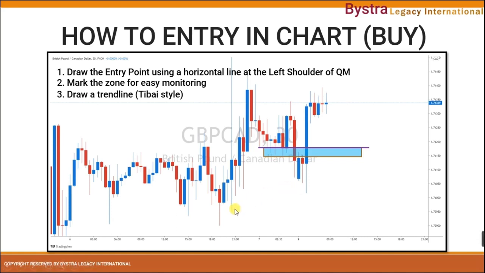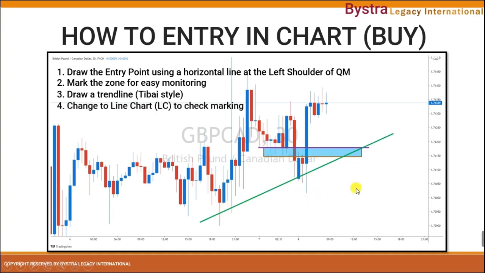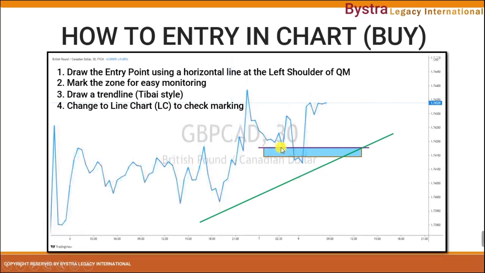Thirdly, we can draw the trend line. For the trend line, we can just use the T-bar style. It doesn't have to be accurate. It doesn't have to be from a specific point, just as a confluence of price, you see. So this is the first drive, second drive as a confluence. Then the fourth one, we change to line chart. Here we go, so our marking is correct. This is the low, high, lower low. Now we anticipate that price will come back within this confluence area and not beyond this trend line area or any further.